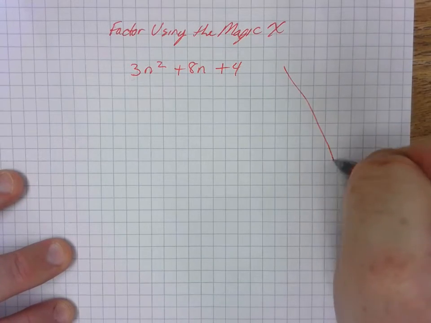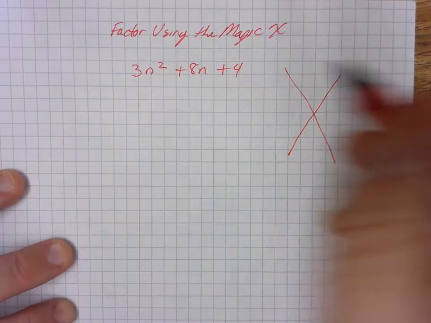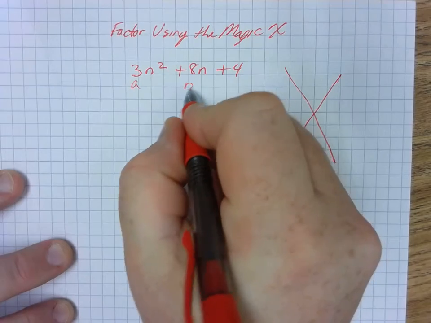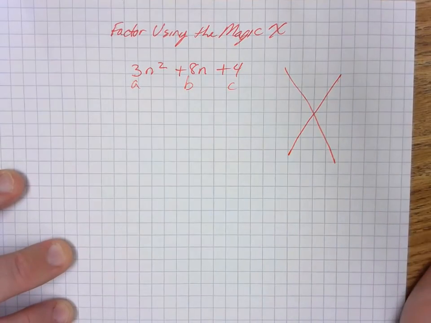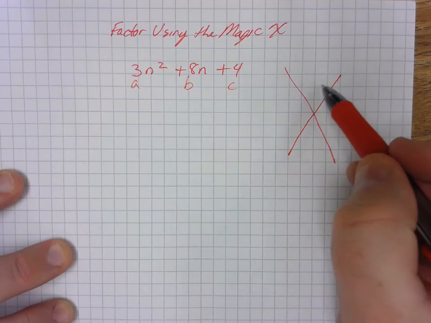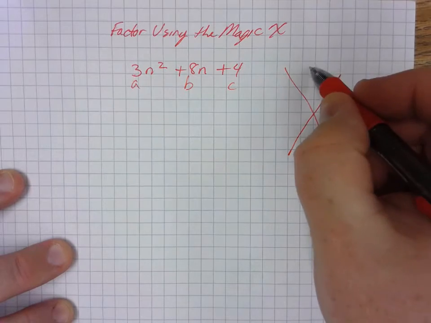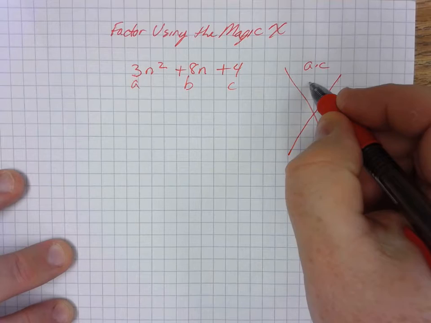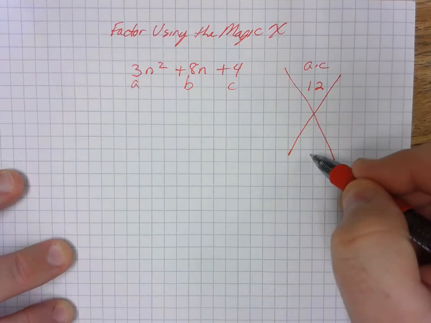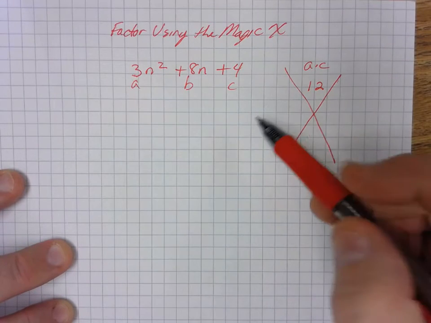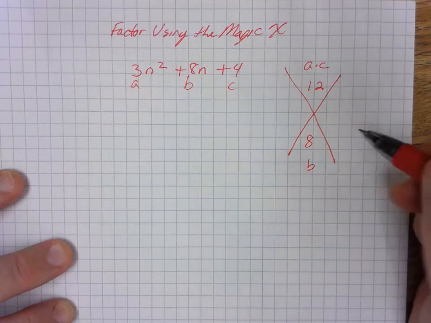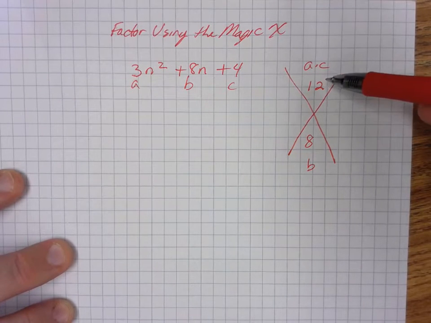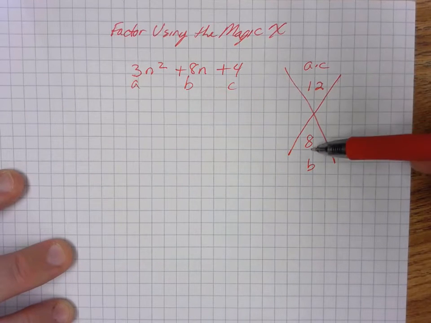So the first thing we're going to do is draw our X. We still have to identify our A, our B, and our C values. And up here in the top of this X, we're going to show what the A times C calculation is. So A times C, 3 times 4, is going to give us 12. And then in the bottom section here, we're just going to list what the B value is, which happens to be an 8. And just like before, we still have to find the factors of positive 12 that make 8 when you add them together.